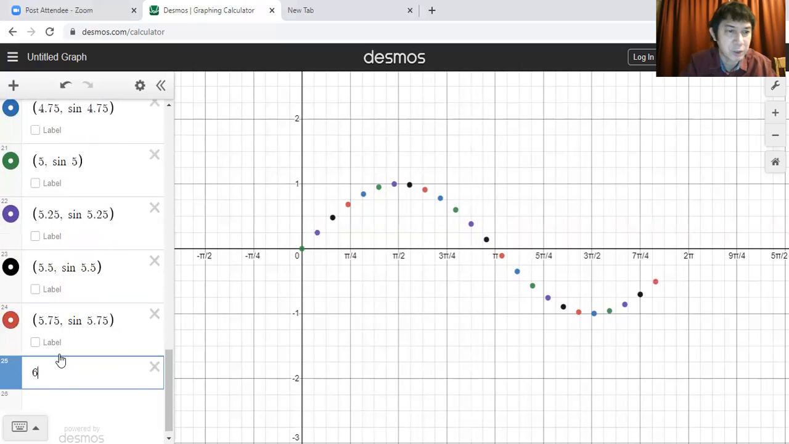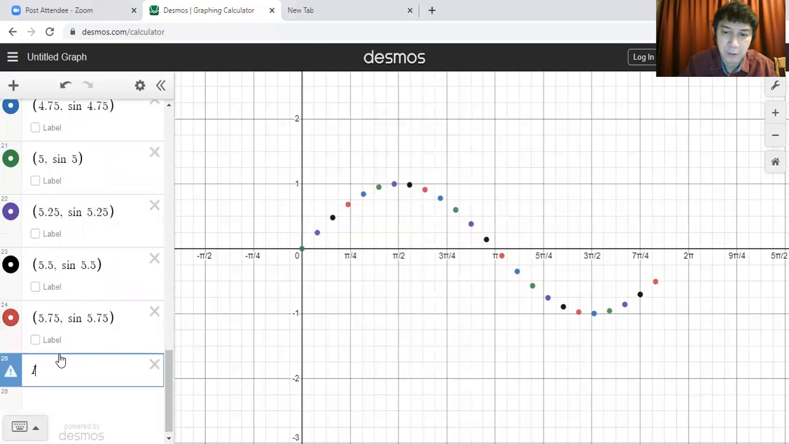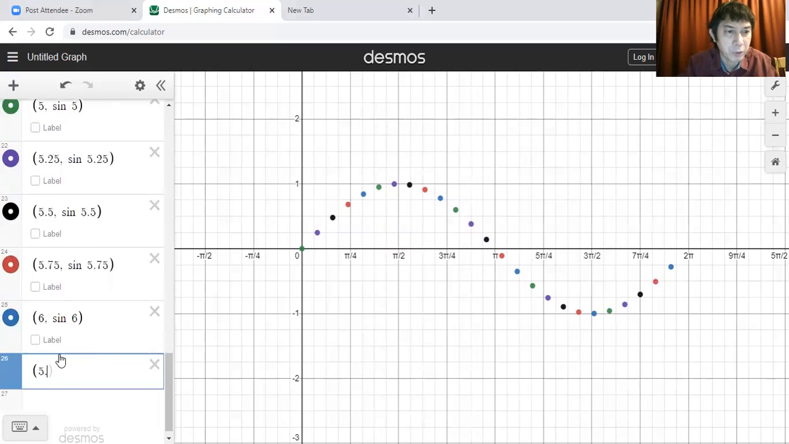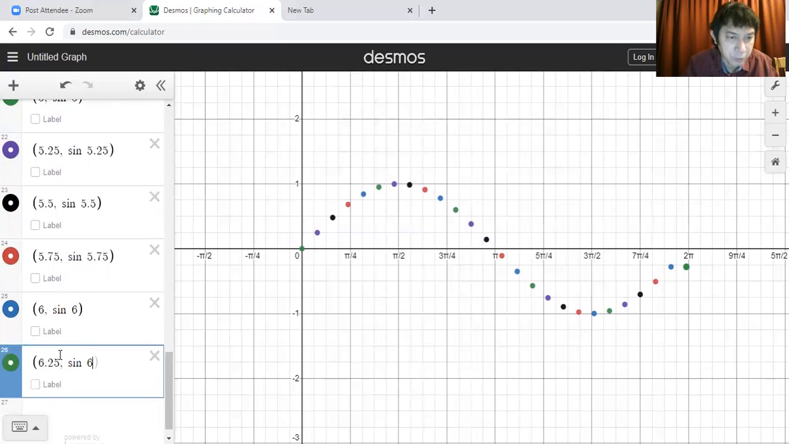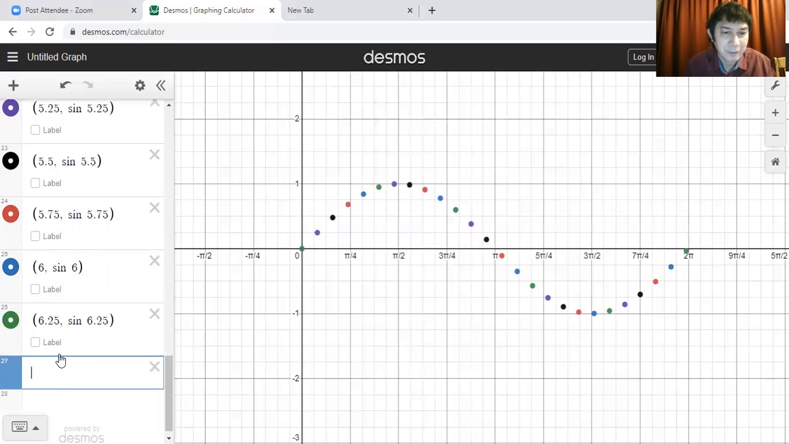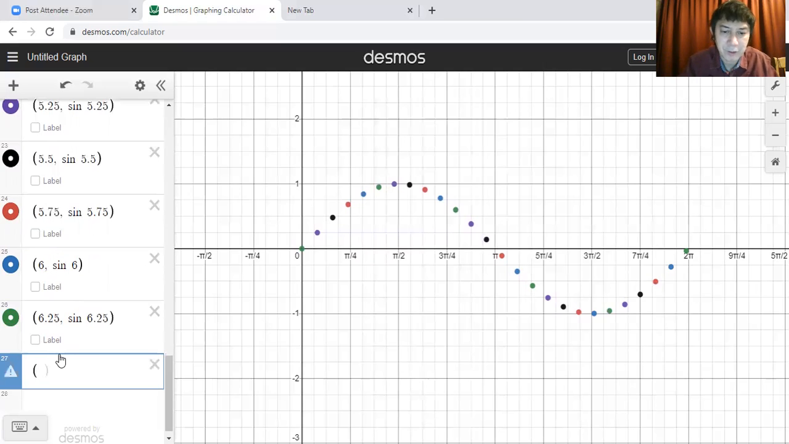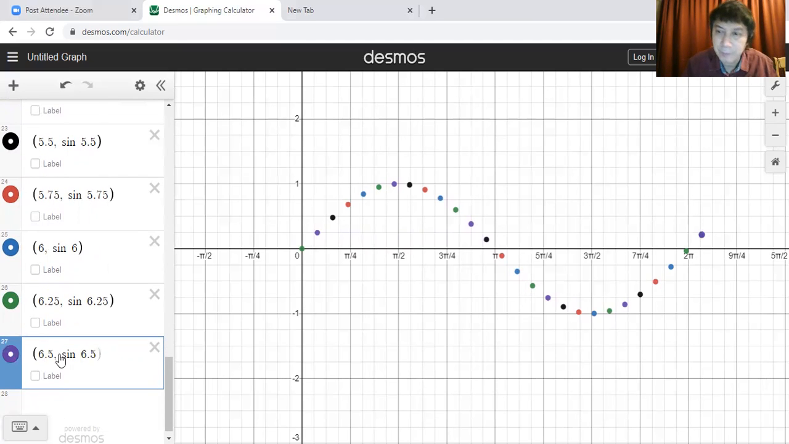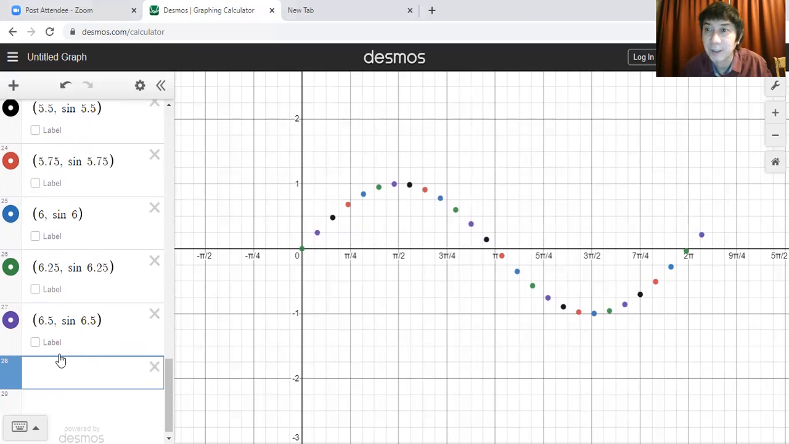Next is 6. This will be 6, and then sine of 6, and then next is 6.25, sine of 6.25. All right, so just one more. Let's have 6.5 and have sine of 6.5. This approximates one cycle.